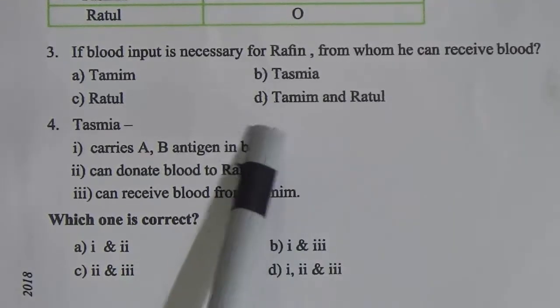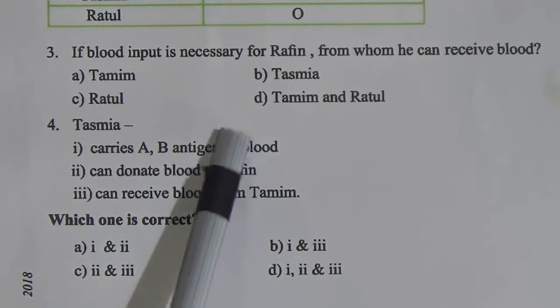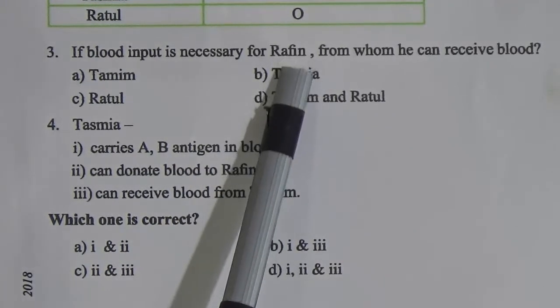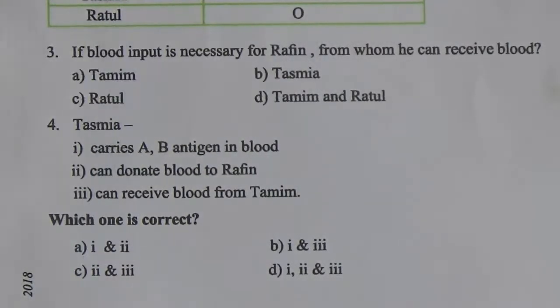And dear students, there only Rafin has the blood group A. That's why Rafin can take blood from blood group O. That means from Ratul.